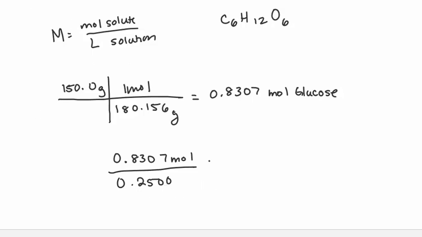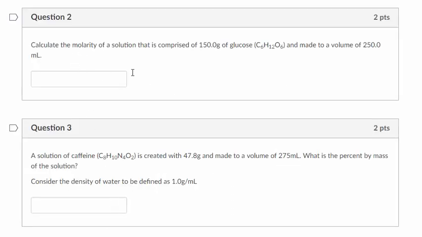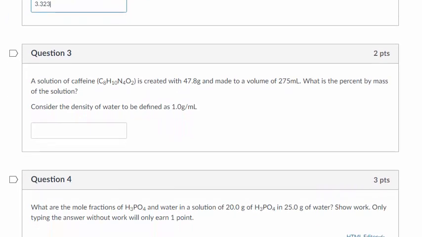So the molarity of this solution I calculate to be 3.323 capital M molar. Go back, double check my sig figs. I have 4 sig figs in each place. So I would enter 3.323. Do not enter the M, just the number, unless you are otherwise told.